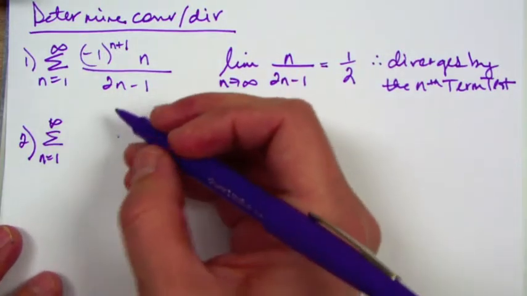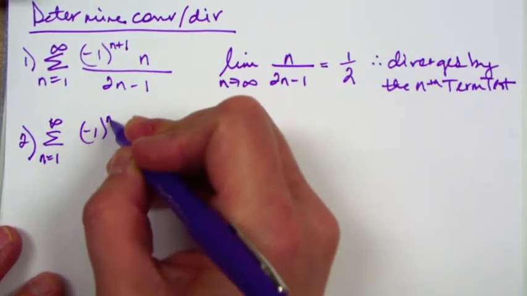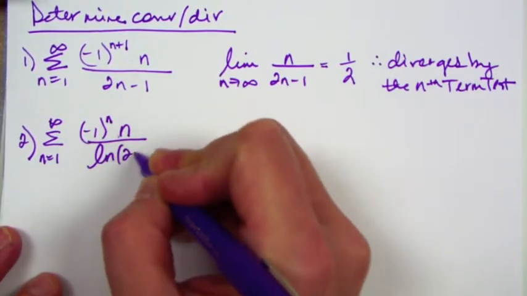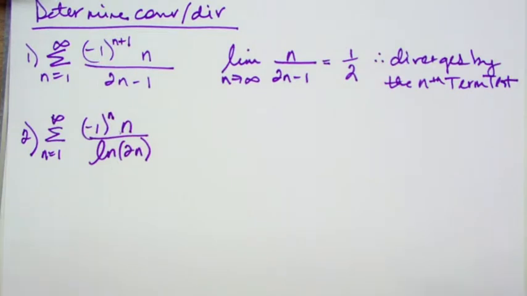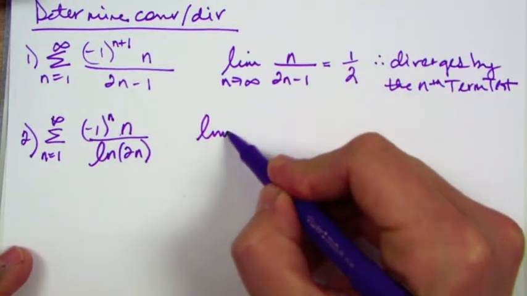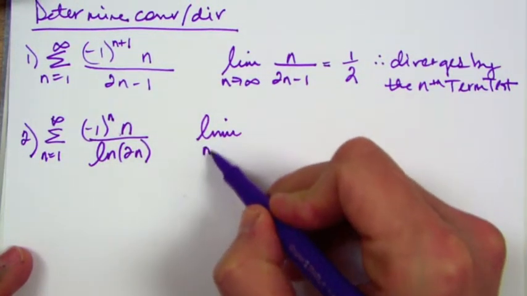Sum from n equals 1 to infinity of -1 to the n times n over ln 2n. I have your quizzes graded, by the way. I just haven't entered them. Can we go look over them again? Yeah, if we have time. If nothing else, you can get your grade before you go.